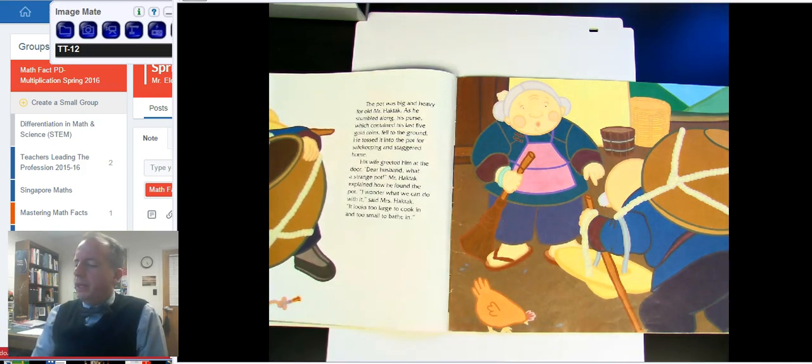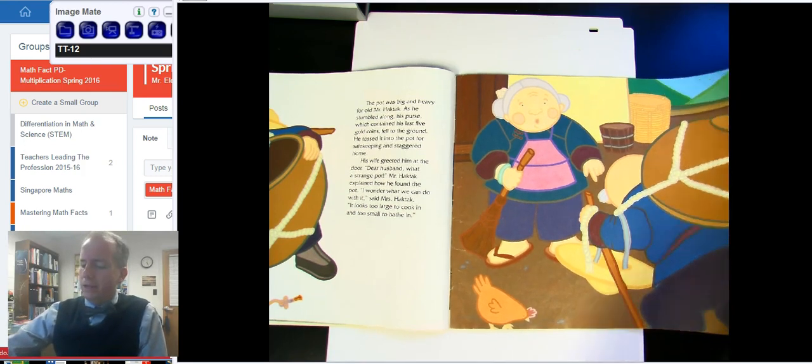The pot was big and heavy for old Mr. Hack Tack. As he stumbled along, his purse, which contained his last 5 gold coins, fell to the ground. He tossed it into the pot for safekeeping, and he staggered his way home. His wife greeted him at the door. "Oh, dear husband, what a strange pot!" Mr. Hack Tack explained how he found the pot. "I wonder what we can do with it," said Mrs. Hack Tack. "It looks too large to cook in, but too small to bathe in."